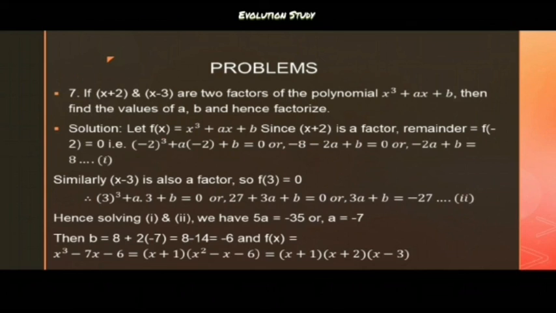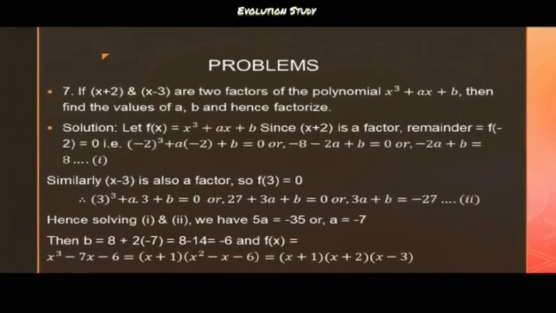Then after putting the values, b is equal to 8 plus 2 into minus 7, which is equal to 8 minus 14, which is minus 6, and f(x) is equal to x cubed minus 7x minus 6, which is equal to (x plus 1)(x squared minus x minus 6), which means (x plus 1)(x plus 2)(x minus 3). I hope the factorization chapter is clear to you all.